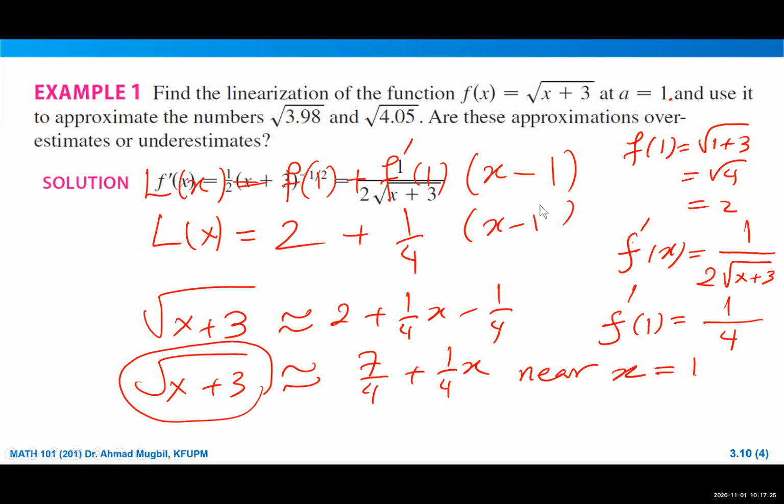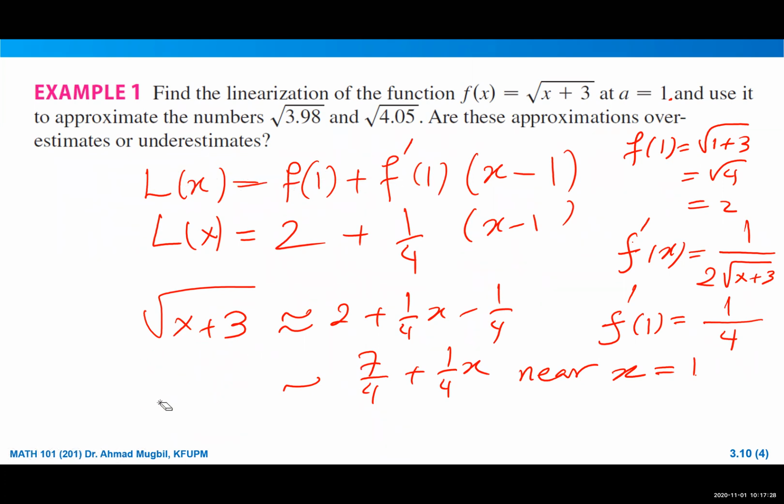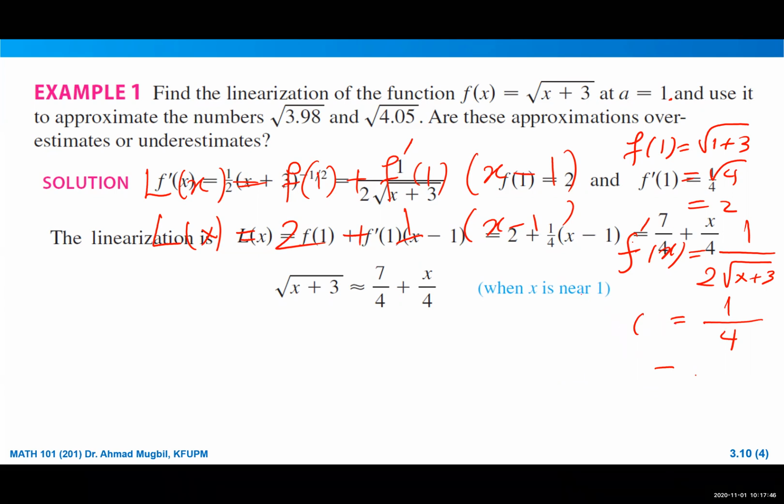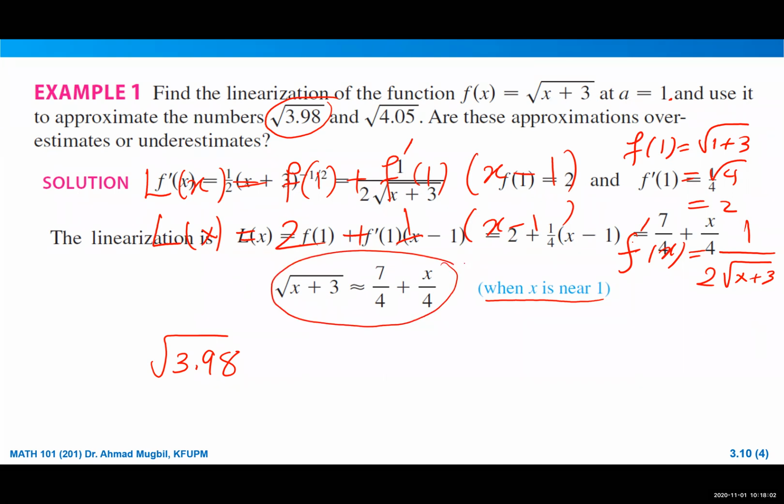So now how do we use this fact? We have that square root of x plus 3 is approximately 7 over 4 plus x over 4 when x is near 1, not in general. Now, how do we use this to approximate this radical? You cannot evaluate this radical manually without a calculator, but with the help of this approximation, you can.